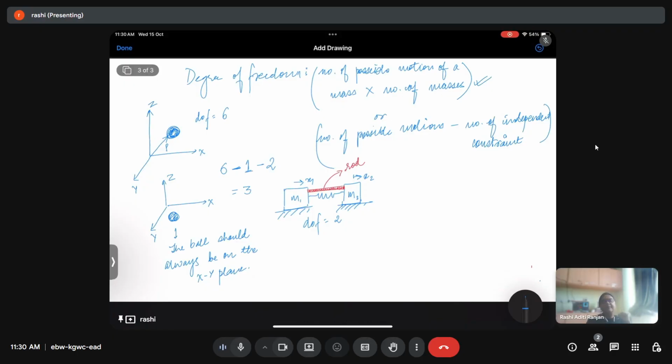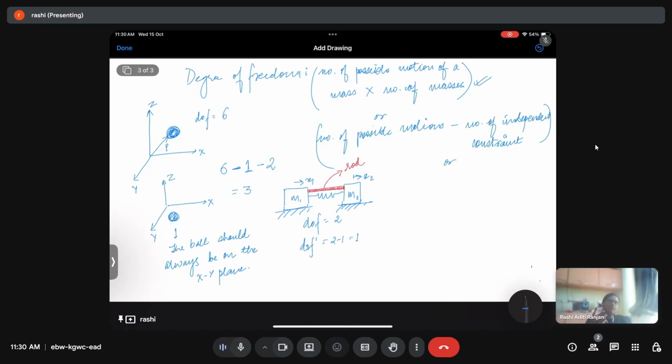Now how many independent constraints are there? One. So the new degree of freedom is going to be 2 minus 1, which is 1. So now the system is having only 1 degree of freedom. I hope it is clear. So this was the second definition of degrees of freedom. Now there's a third definition also. I won't say third definition, but these are the possible meanings of degrees of freedom.